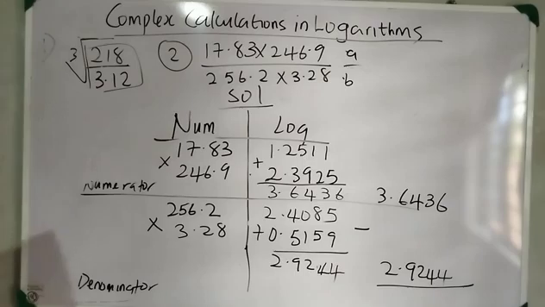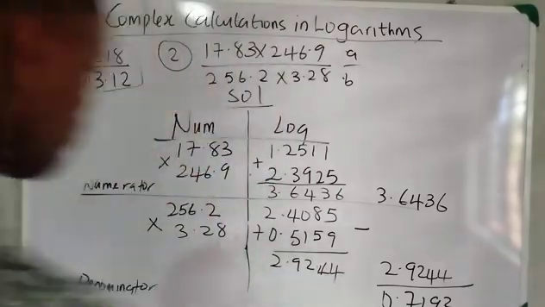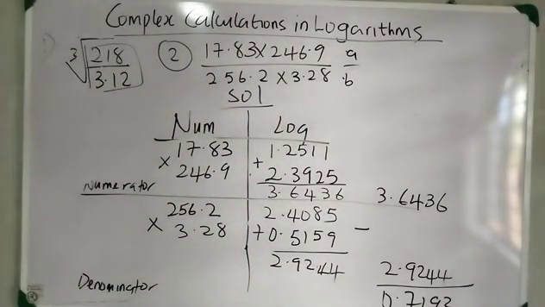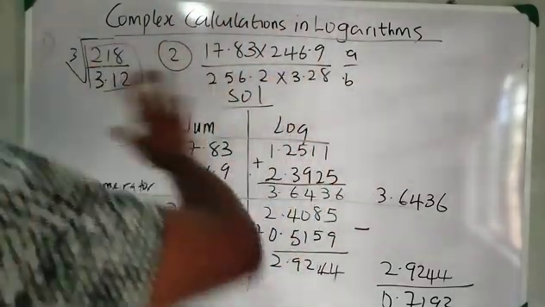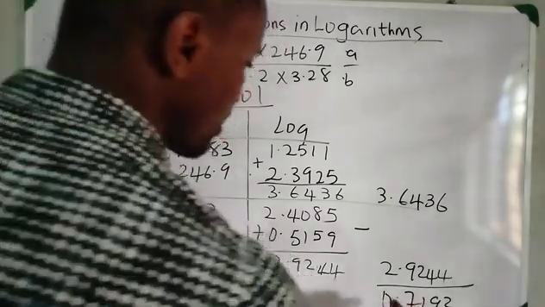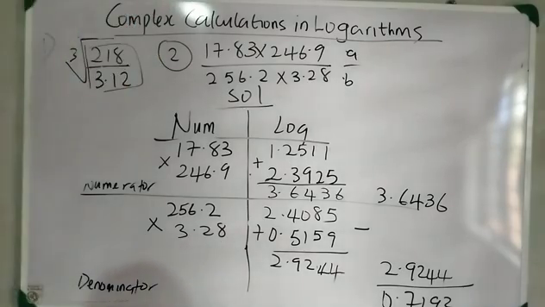And when I subtract the two of them, I'm going to be left with 0.7192. At this point, I have finished all the operations here. There's no more operation, no more division or multiplication to take care of. This is my final answer in logarithms. Can I convert now? Yes. There's no more operation to perform.